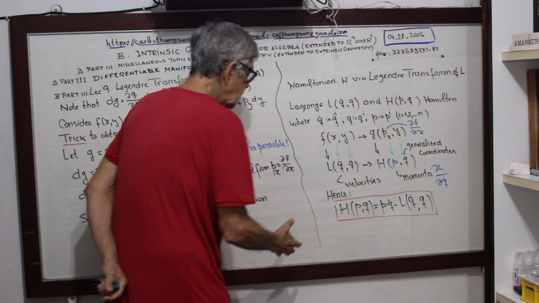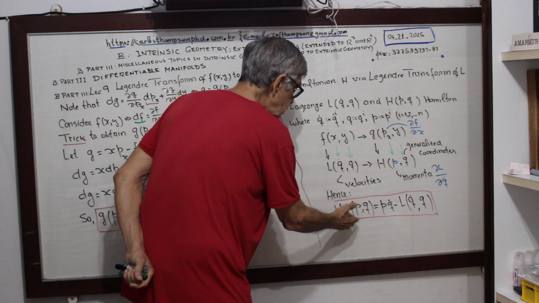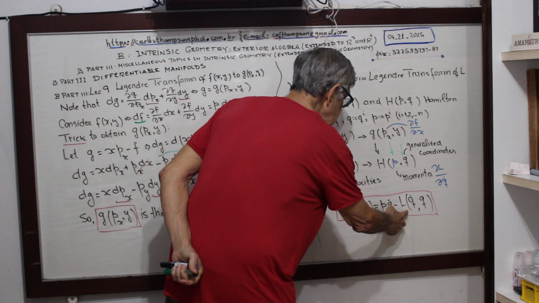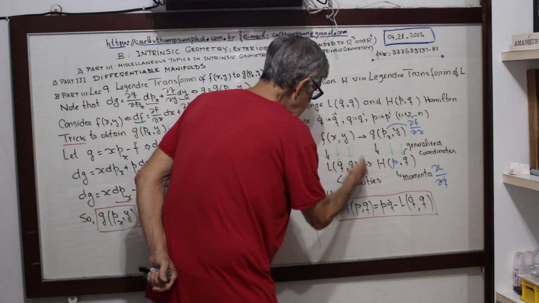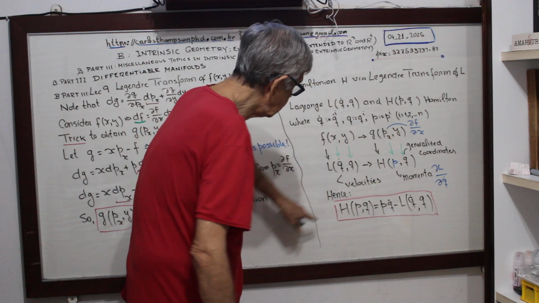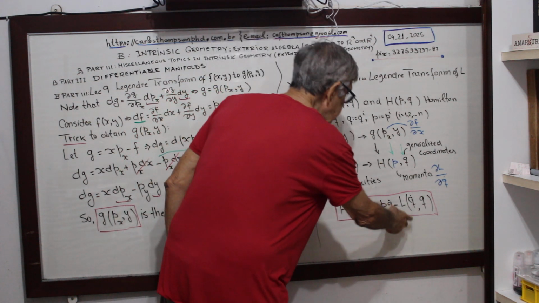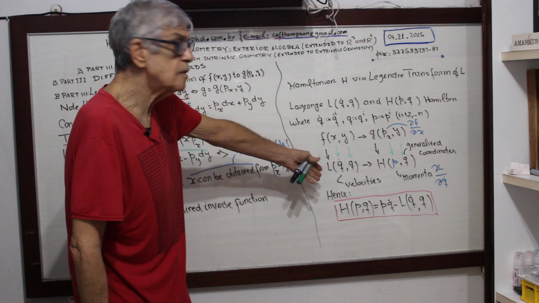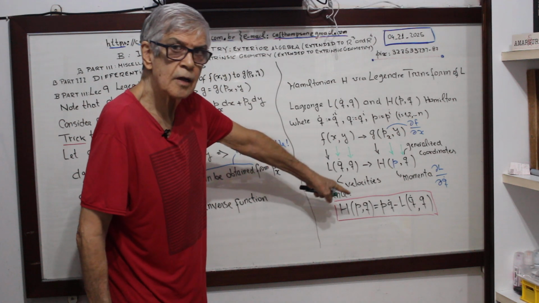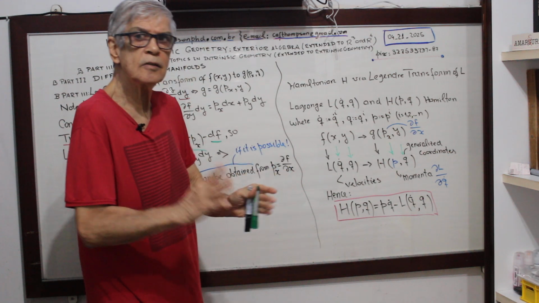So then, hence I can express the Hamiltonian H of p and q in terms of the Lagrangian. You see the correspondence here, and write down that this corresponds to g. That's quite easy. This corresponds to f. So this is the relation between the Hamiltonian and the Lagrangian obtained by the Legendre transform.